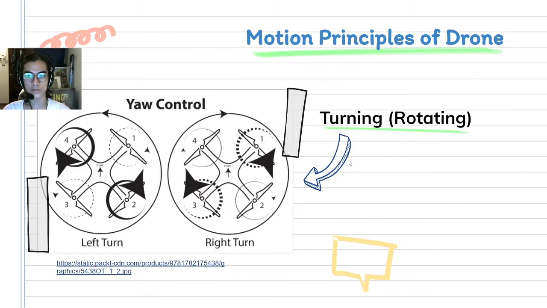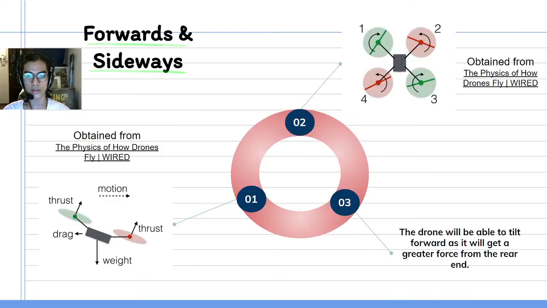So the motion principles of a drone: there's turning or rotating, forward and sideways, which is the drone will be able to tilt forward as it will get a greater force from the rear end.